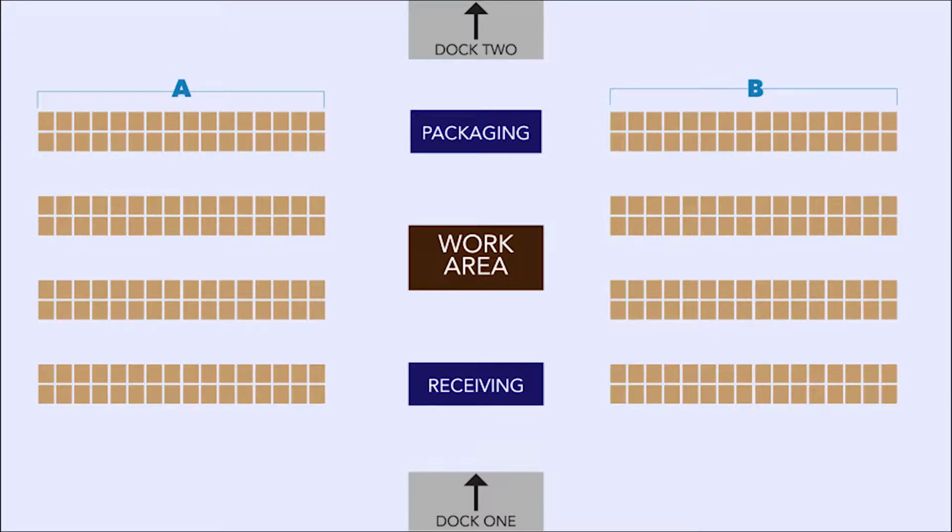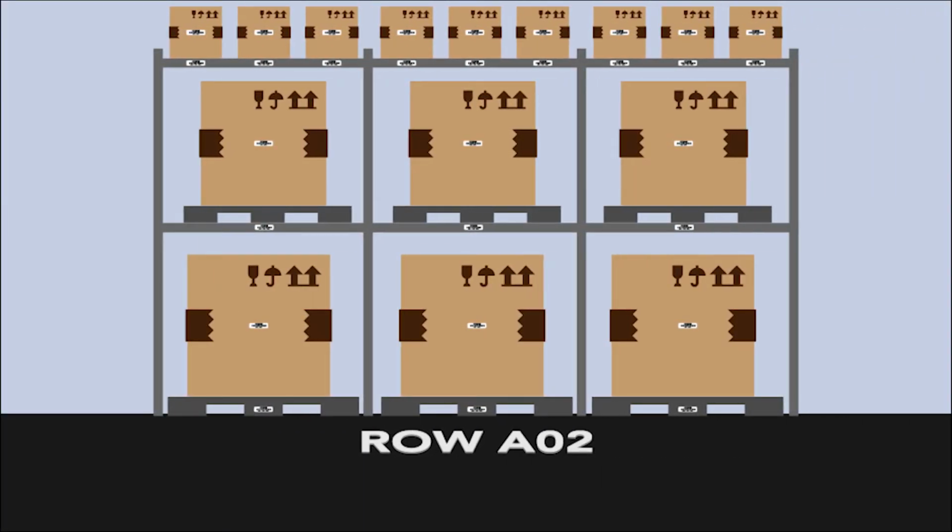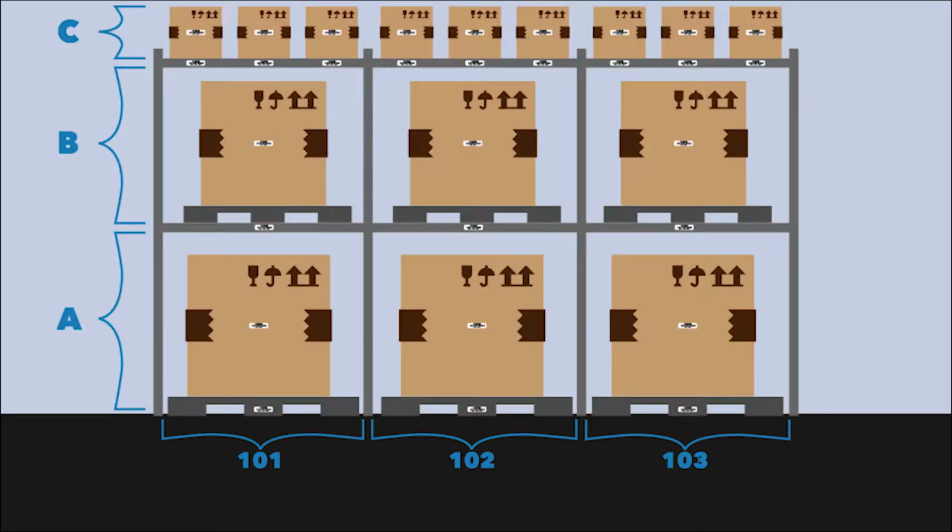Next, we define rows. Rows are intuitive because they follow the flow of your picking patterns. These are your locations. Let's take a closer look at row A02. In this example, we define locations based on bay or column and row. So there are 9 locations. This location is Zone A, aisle or row A02, bay 102, row B.